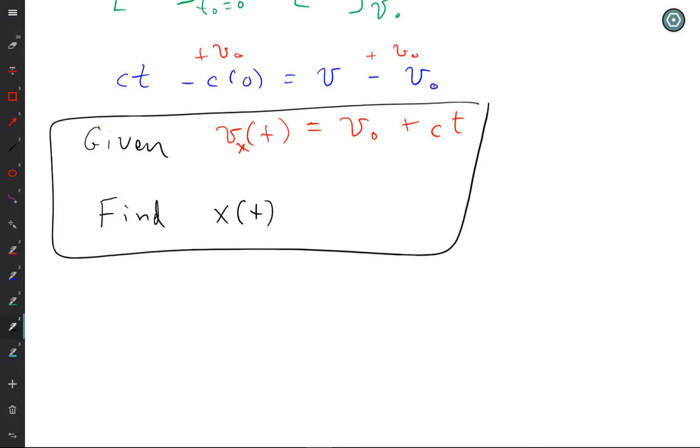Which one do we want to get rid of? We want to get rid of vx. So what is vx equal to? It's dx dt. So that's your first step. How did you find that? That was one of the definitions. Oh, thank you.